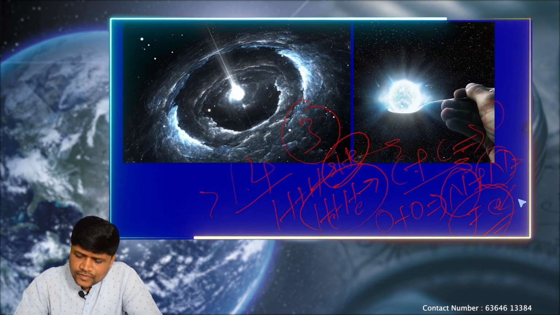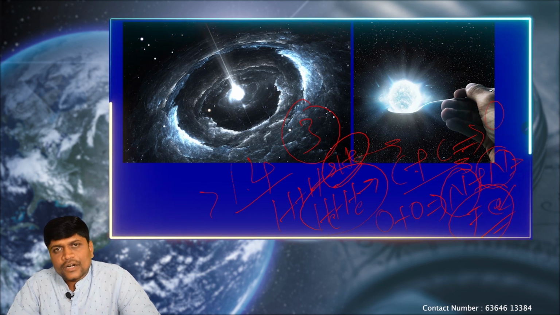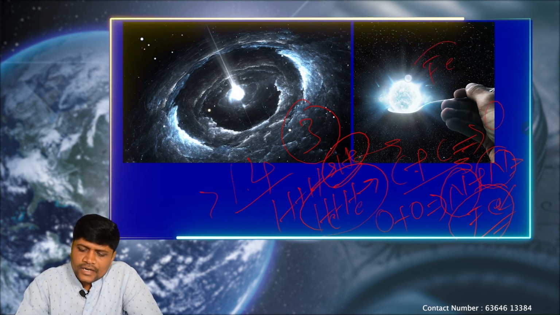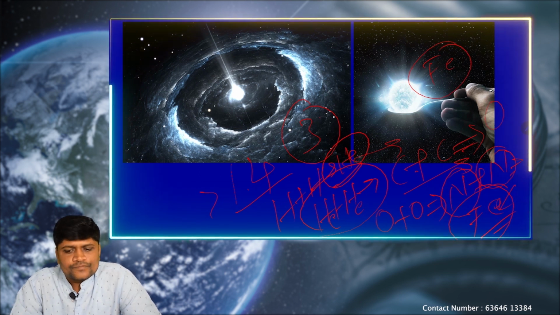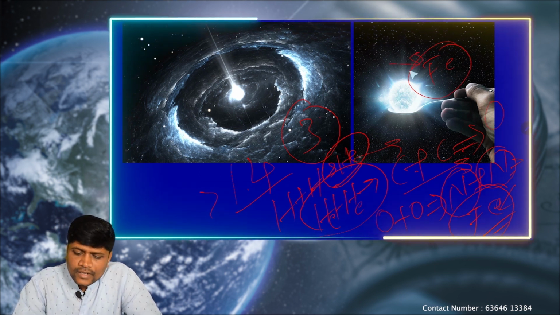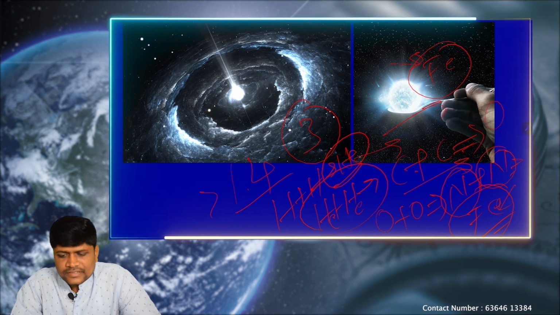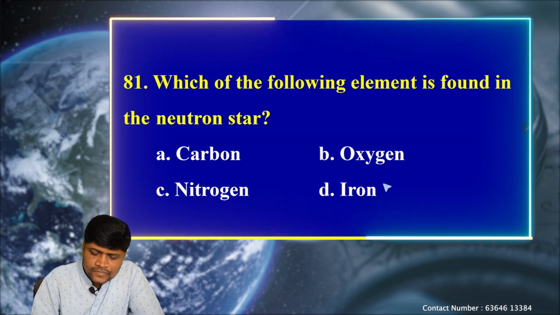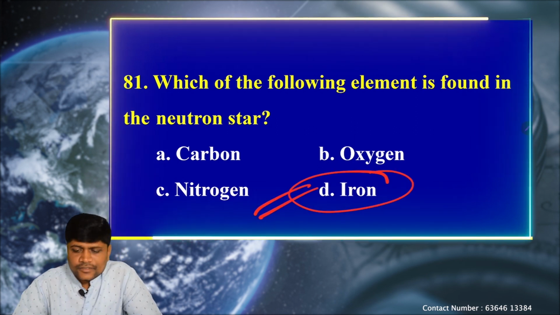So iron is the very hardest element, which will not undergo any further nuclear fusion reaction. So usually the stars will contain iron at their core. That means we can say iron will usually be seen in the neutron stars. So option D, iron, is the correct one.